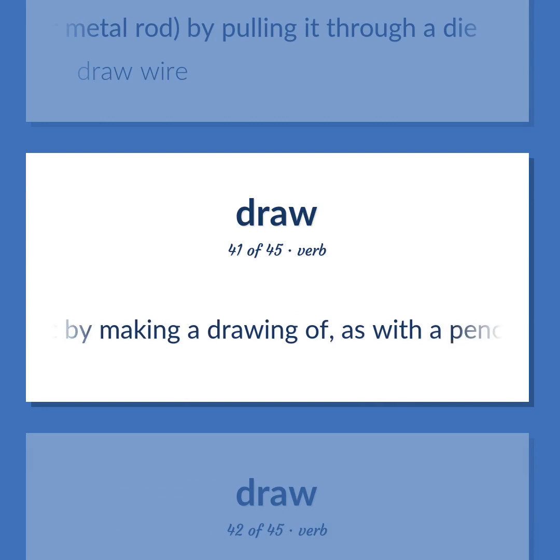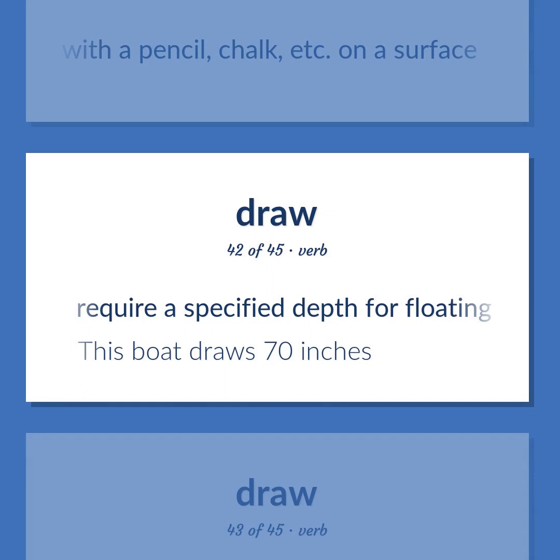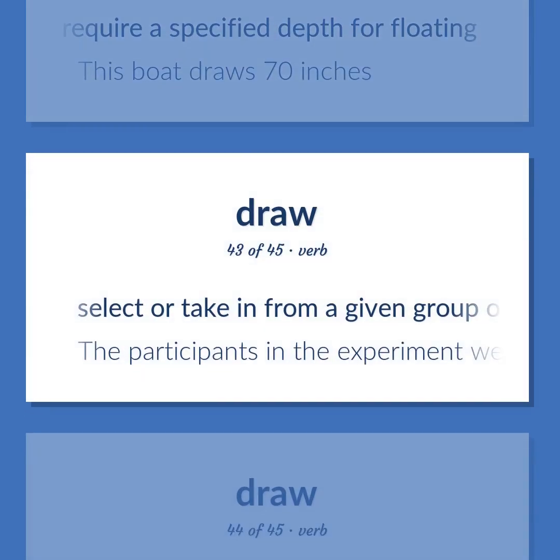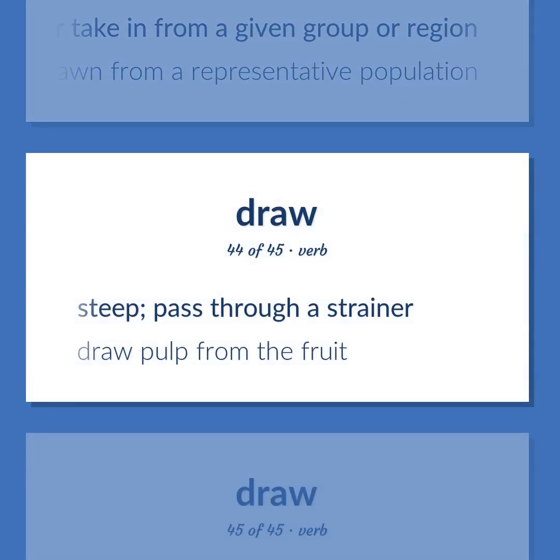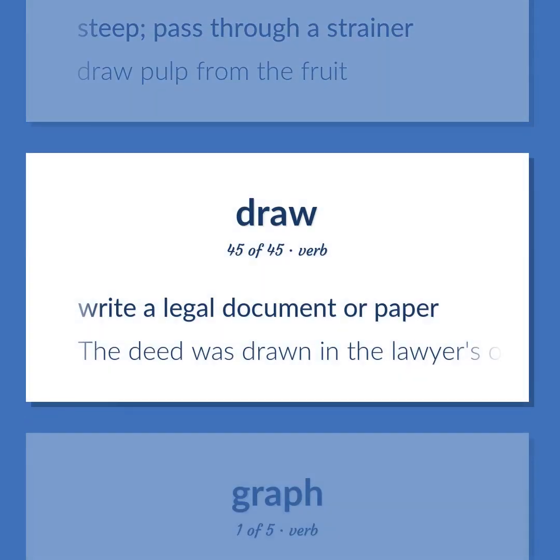Represent by making a drawing of, as with a pencil, chalk, etc., on a surface. Require a specified depth for floating. This boat draws 70 inches. Select or take in from a given group or region. The participants in the experiment were drawn from a representative population. Steep. Pass through a strainer. Draw pulp from the fruit. Write a legal document or paper. The deed was drawn in the lawyer's office.